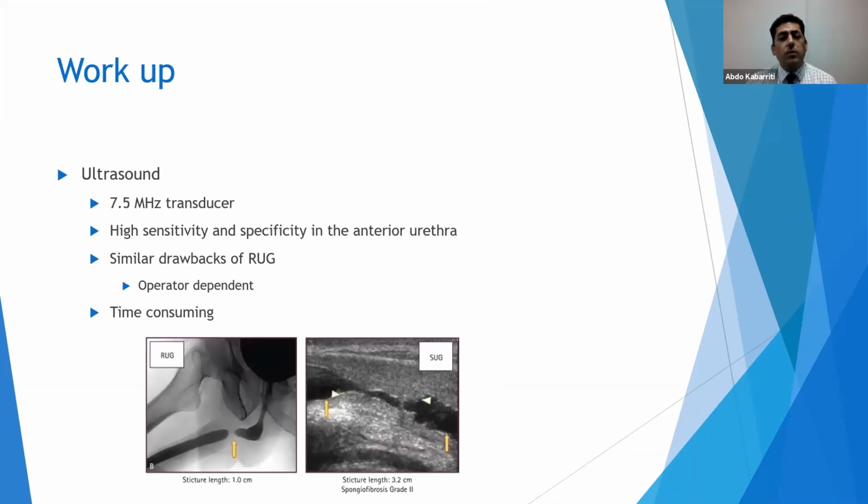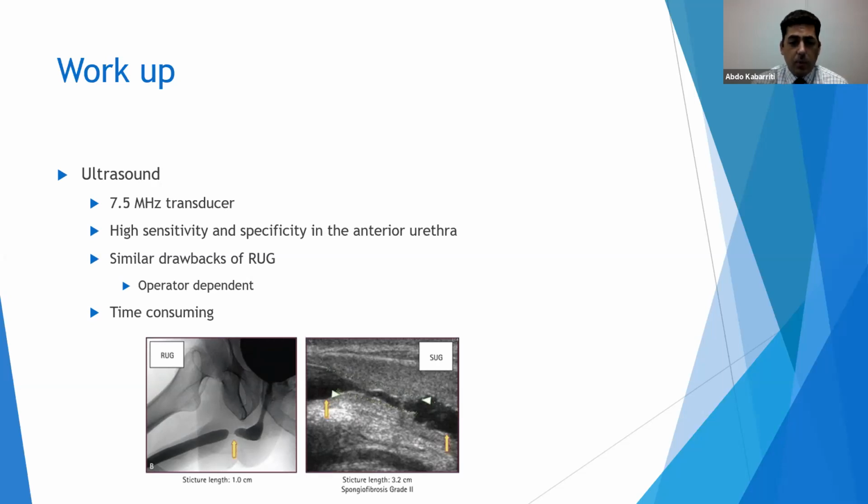So what is the role of ultrasound? If you're going to do ultrasound, the first thing you want to do is use a 7.5 megahertz transducer. It has a high sensitivity and specificity, but only in the anterior urethra. The problem is it has similar drawbacks to the retrograde urethrogram, which is that it's operator dependent. The advantage of the ultrasound is that it could tell you a little bit more about the spongiofibrosis, whereas the RUG cannot.